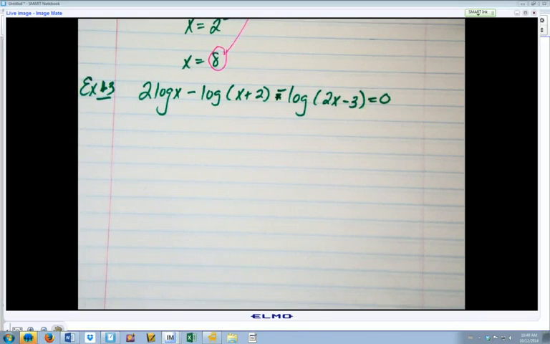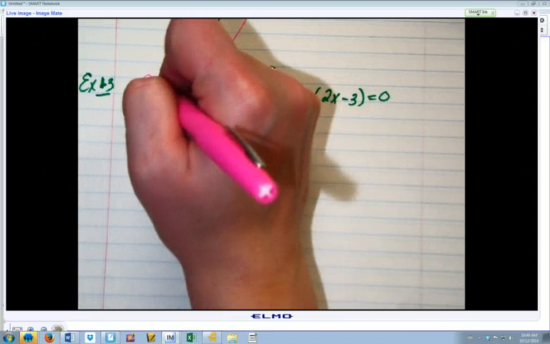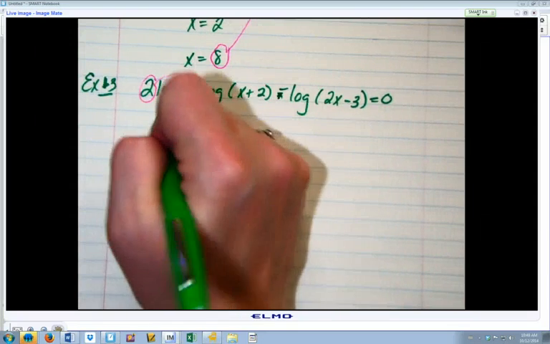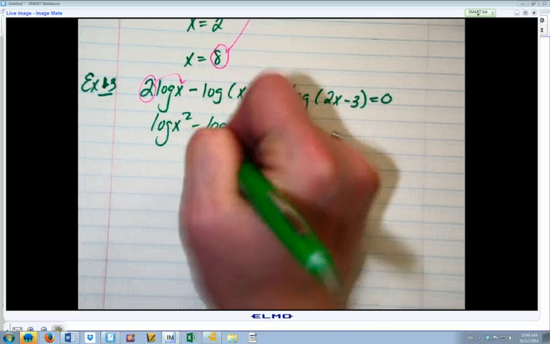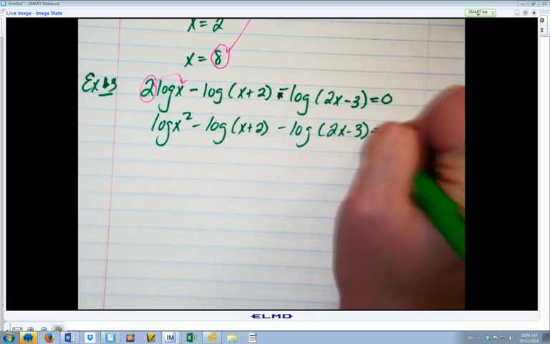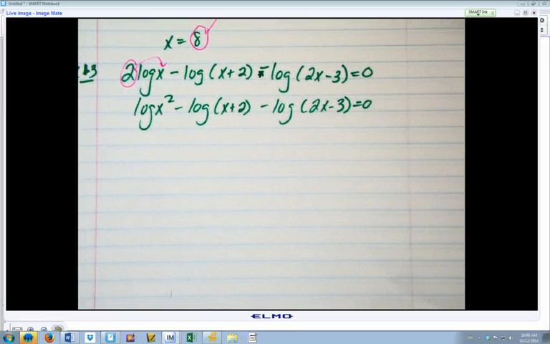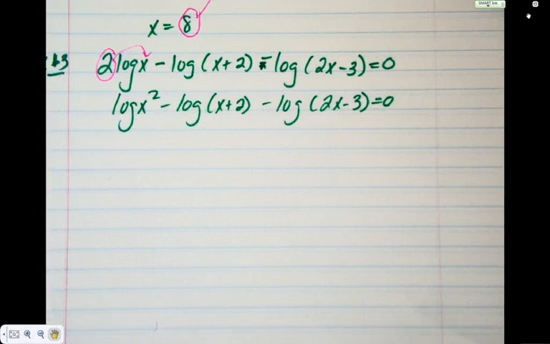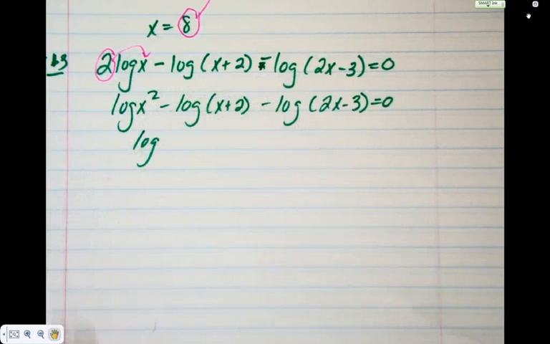Okay, lots of logs on this side. So we start with coefficients. Are there any coefficients? 2, and coefficients become exponents. Now anything that's adding becomes multiplying, anything that's subtraction becomes division. Or anything that's positive goes on the top, anything that's negative goes on the bottom. So we're going to smush this down into one log.